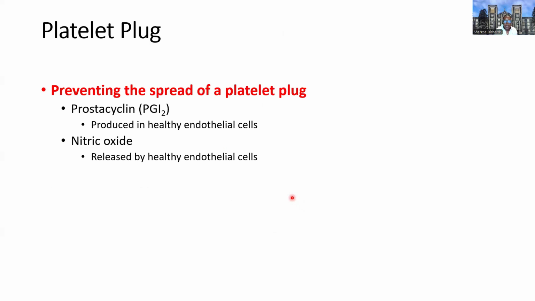So the platelet plug here is prevented from spreading to healthy areas of the blood vessel by two factors. Prostacyclin, which is PGI2, and that is going to be secreted by healthy endothelial cells, and nitric oxide also secreted by healthy cells. So this prevents platelet plug, which is adhesion, and platelet aggregation in the parts of the endothelial lining that are healthy, that are not injured, that do not have collagen exposed.